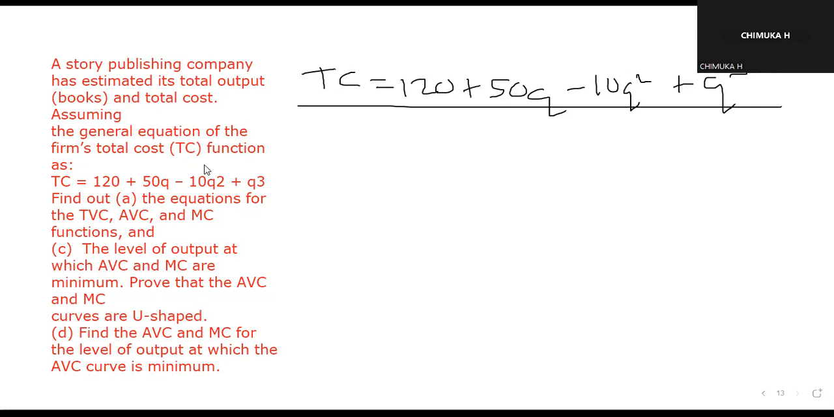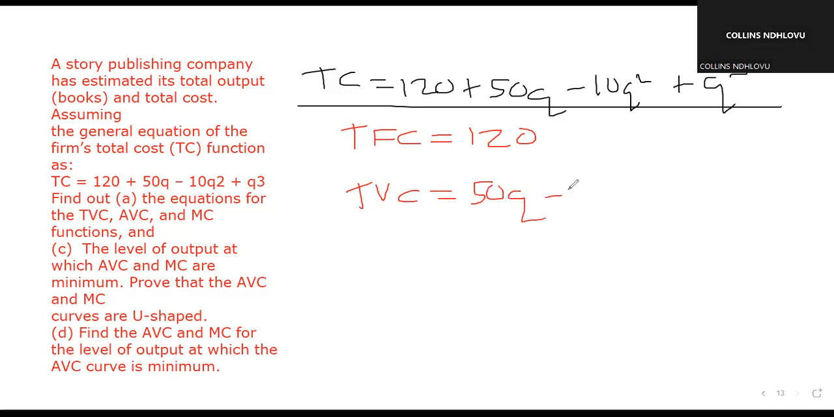The fixed cost is the 120, then these which have coefficients are variable. Excellent. So our total fixed cost is the one which is a constant, the number 120. Our total variable cost are the ones with what? Letters. Right? So we have found our total variable cost.